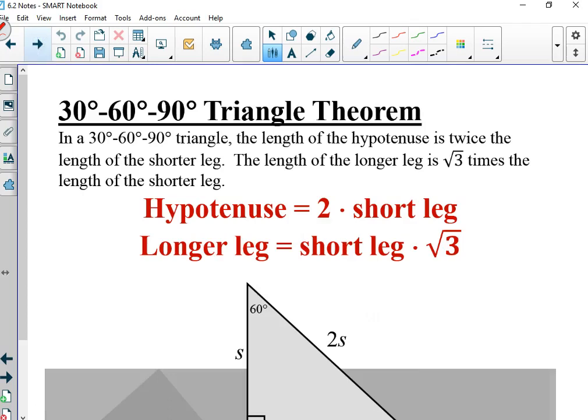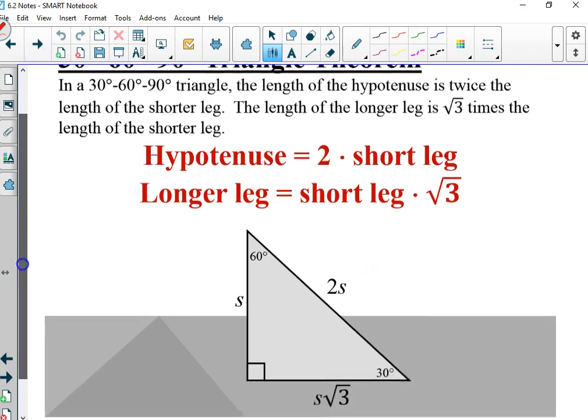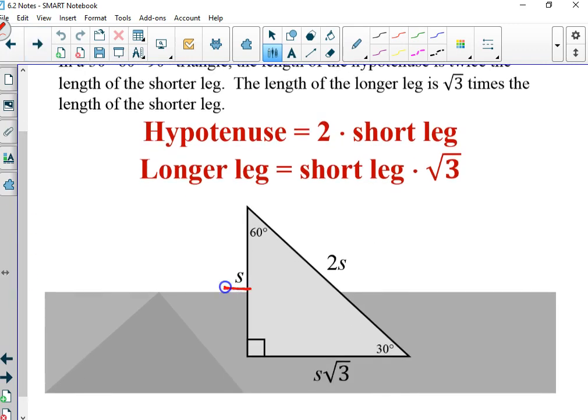Okay, so the 30-60-90 triangle theorem says, if you have a 30-60-90 triangle, the length of the hypotenuse is twice the length of the shorter leg. The length of the longer leg is radical 3 times the length of the shorter leg. So notice how we're starting with our short leg. We're going to multiply by 2 to get the hypotenuse. Here, we're going to multiply by radical 3 to get the long leg. And it works every time this way.